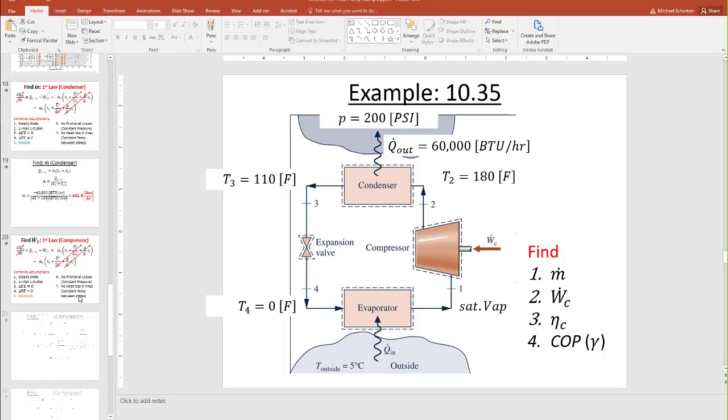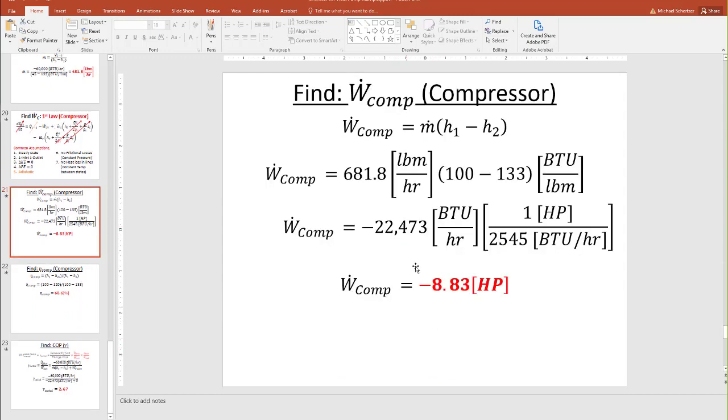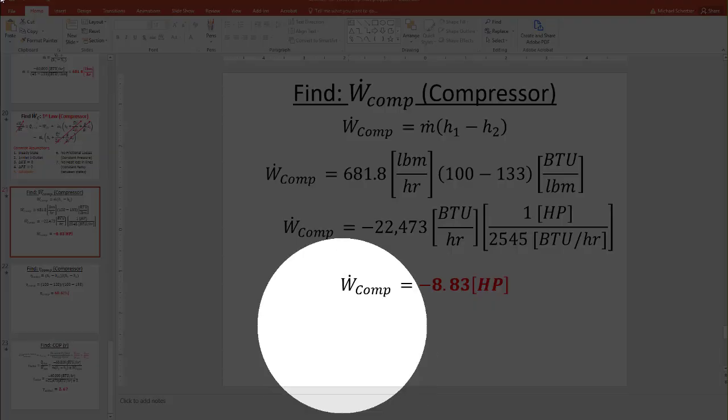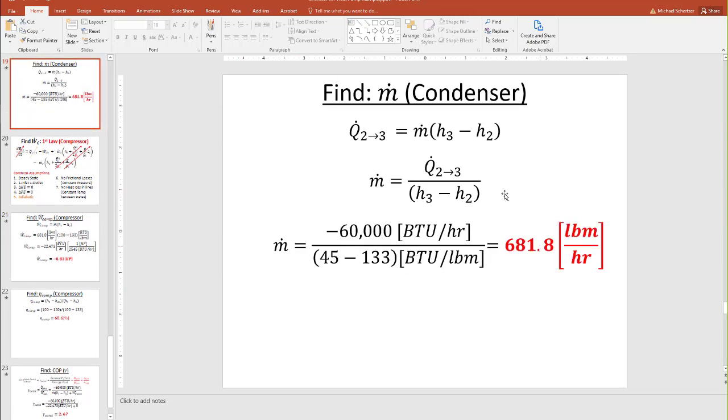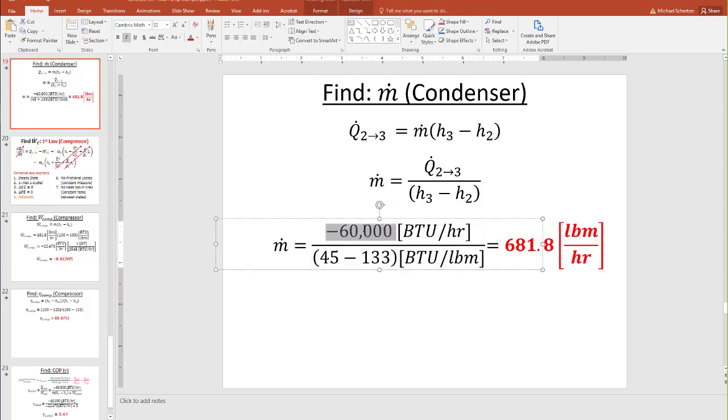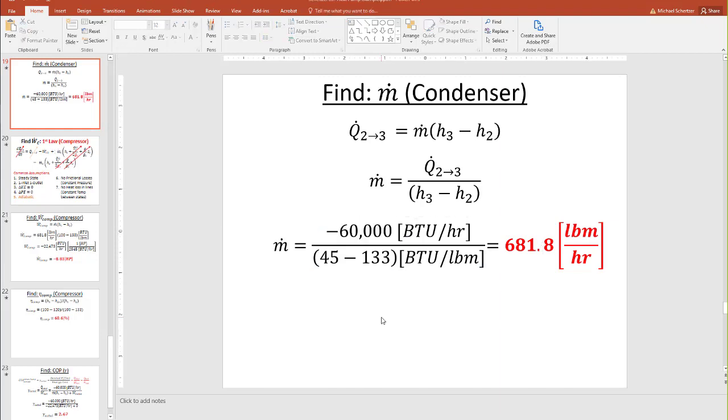So here the compressor power, we knew that this was m dot times H1 minus H2. Now we have values for H1 and H2, so we can figure that out. Oh, I skipped ahead, sorry. The first one was the mass flow rate. This was our expression for mass flow rate, and because we got the sign right on the heat transfer, we get a positive mass flow rate. If I got a negative mass flow rate, that's a warning sign. It either means my understanding of the direction the mass is going is wrong, or I messed up the sign somewhere. Here I got about 682 pounds mass per hour when I put these numbers in.